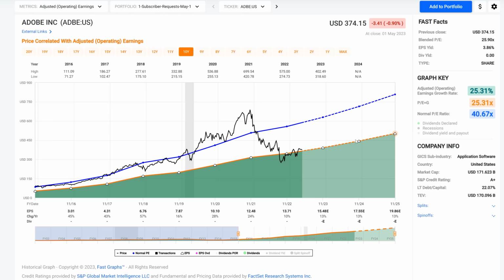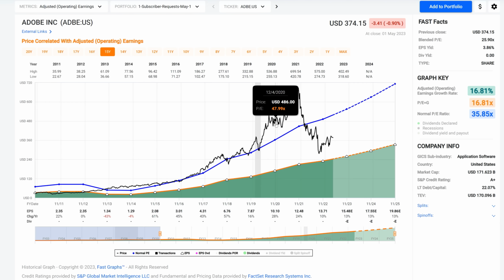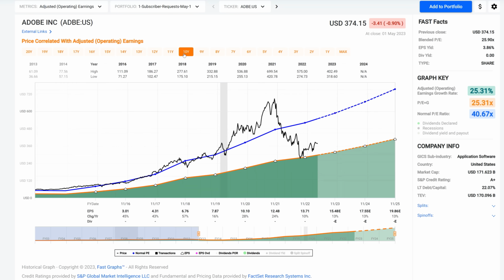Now the orange line on this graph is using a PE of 25, where when I was using 15, it was using a PE ratio of 16.81, which was the growth rate. You can find those by pointing to it. So you're using this and you're analyzing. You're not just looking at a picture without knowing how the picture is being drawn. You're trying to really understand what you're seeing here.